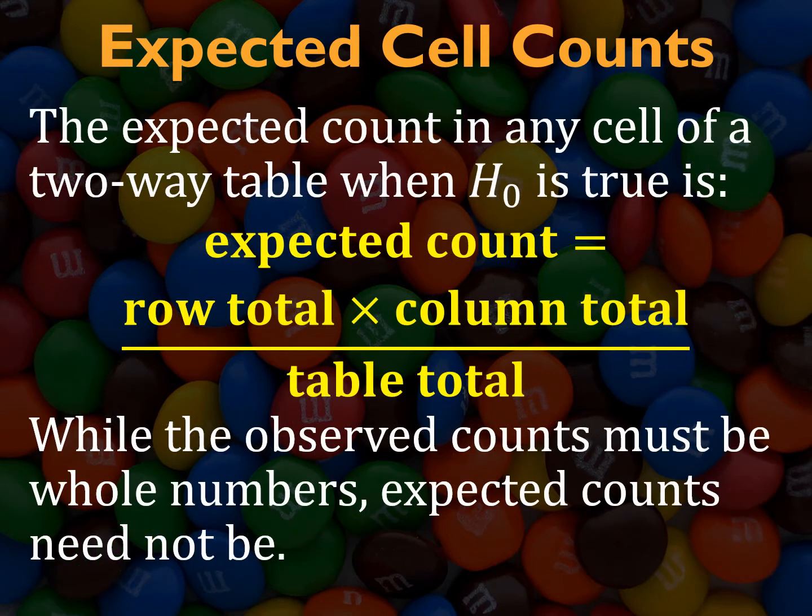So to find the expected cell count in any cell for a two-way table when the null hypothesis is true, the expected count is equal to the row total times the column total divided by the table total. Again, the row total times the column total divided by the table total. Now remember, just like with chi-squared goodness of fit, observed counts have to be whole numbers, but the expected counts can be decimals.